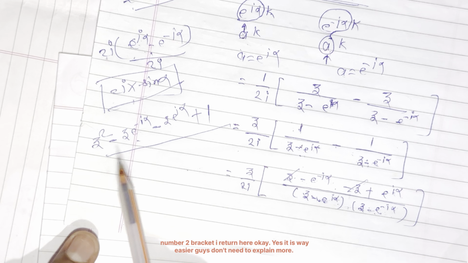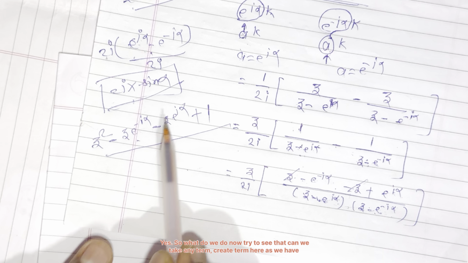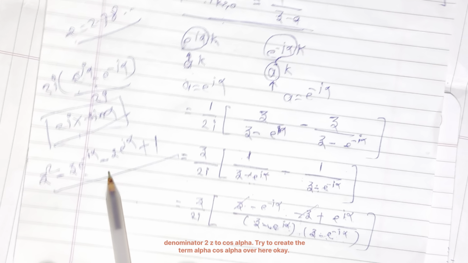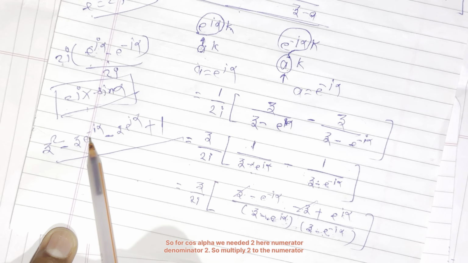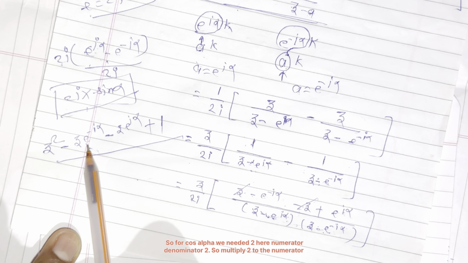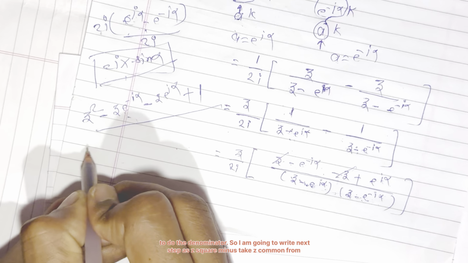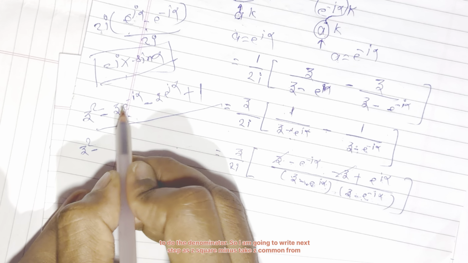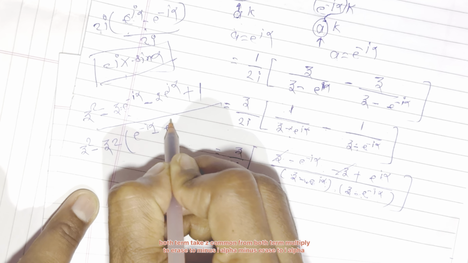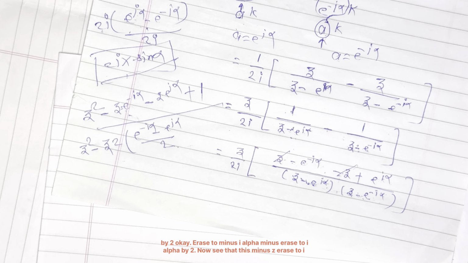Yes, it is way easier, guys, I don't need to explain more. So what we do now, try to see whether we can create a term here, as we have the denominator 2z cos alpha. Try to create the term of a cos alpha over here. For cos alpha we need a 2 in the numerator, so multiply 2 to the numerator and 2 to the denominator. So I'm going to write the next step as z square minus, taking z common from both terms, multiplied by e raised to minus I alpha minus e raised to I alpha by 2.